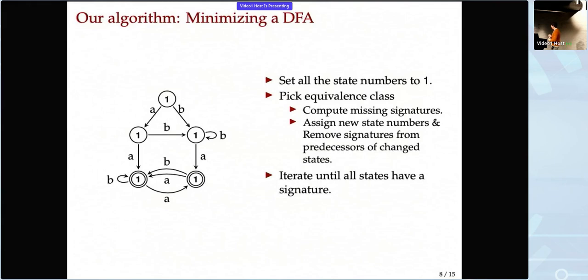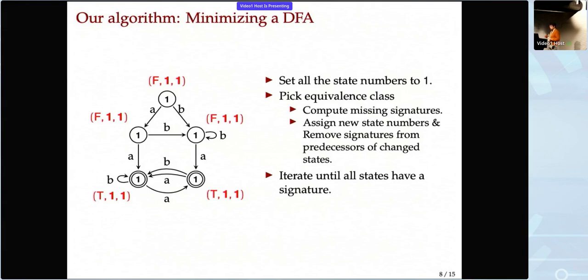So here we have our DFA. And initially, we assume that all states are equivalent. So we just give them all state number 1. Then we pick an equivalence class, which we have only one, so we pick that one. We compute the missing signatures. So initially, we didn't have any signatures, so now we compute them. And now we see that we split the original equivalence class into 2, because the top 3 states start with F and the bottom 3 states start with T. So they have to be in a different equivalence class.